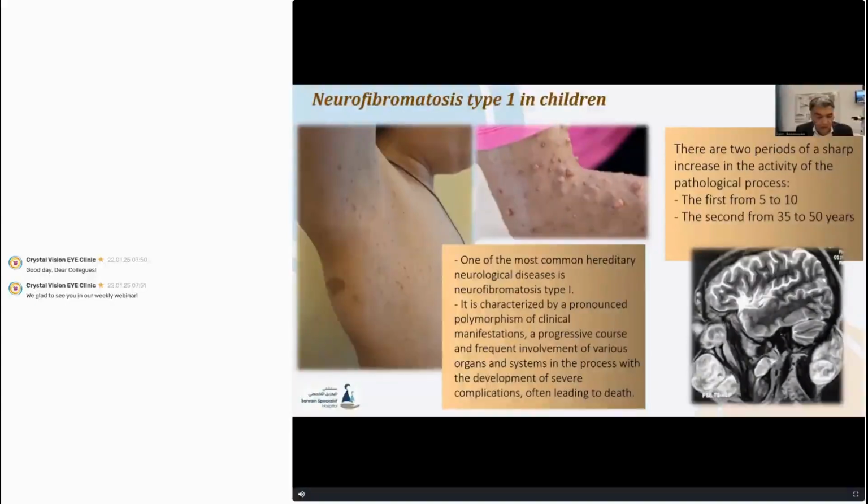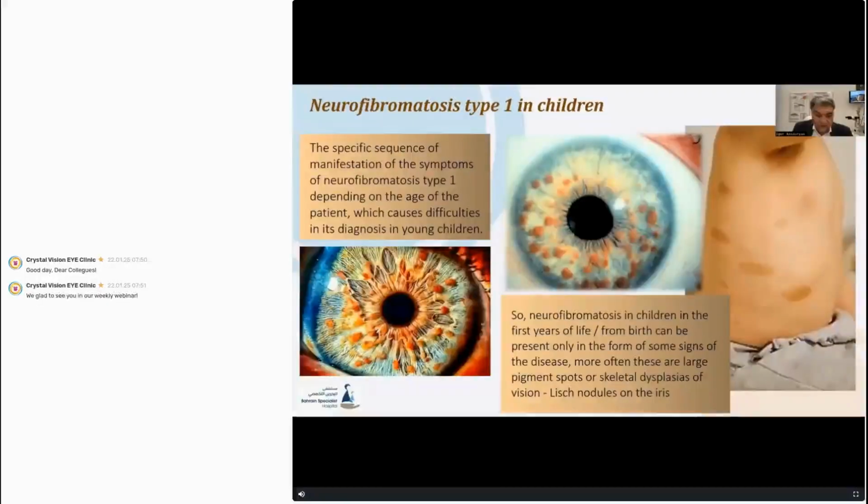There are 2 periods of sharp increase in the activity of the pathological process. The first period is from 5 to 10 years, and the second is from 35 to 50 years. In the overwhelming majority of cases, 75%, the second period of activity is caused by the malignization of tumor formations. There is a specific sequence of symptom manifestation of neurofibromatosis type 1, depending on the patient's age, which makes it difficult to diagnose in young children.